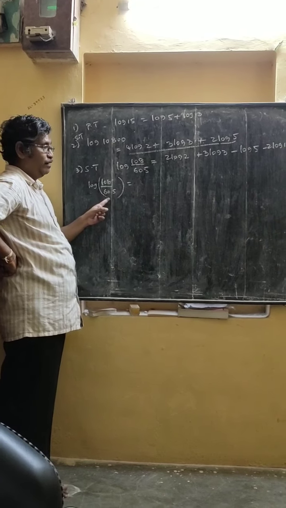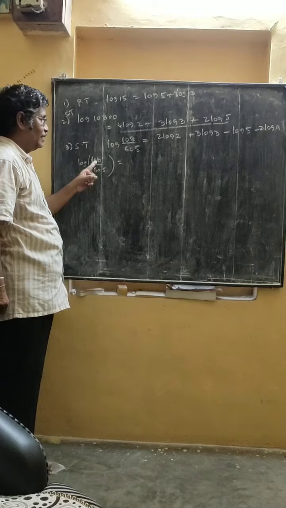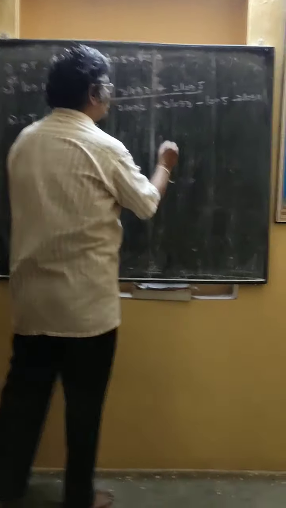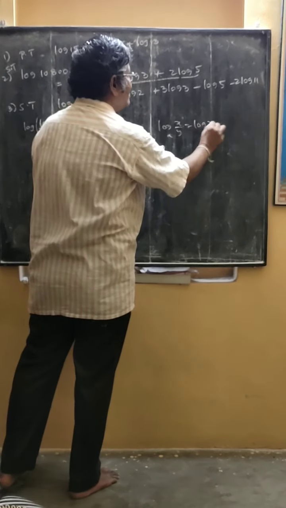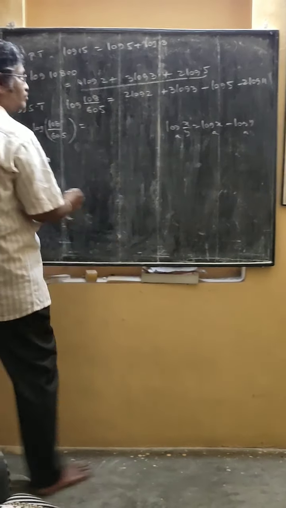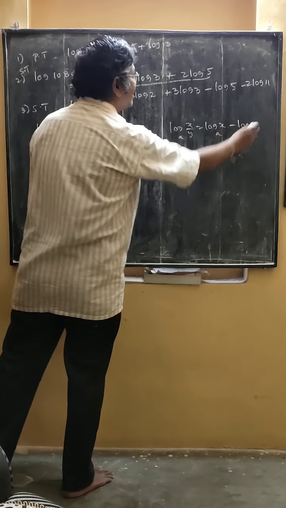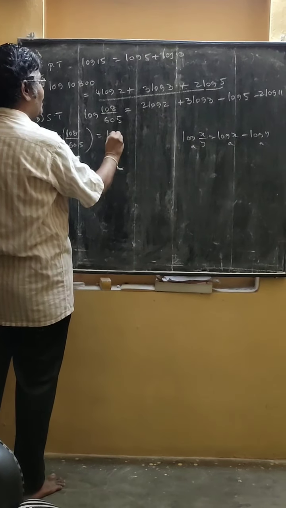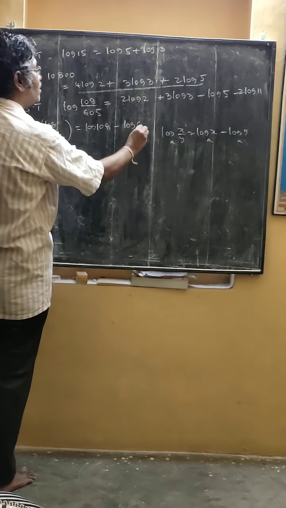Now log 108 by 605. Which formula is to be used? The logarithm of a quotient. Log x by y can be written as log x minus log y to the base a. So here it can be written as log 108 minus log 605.